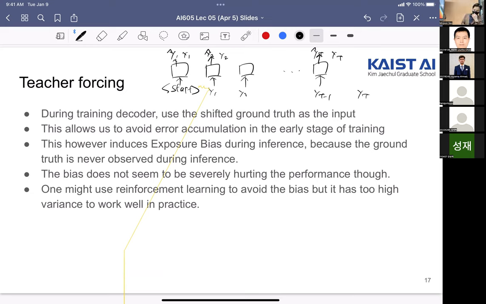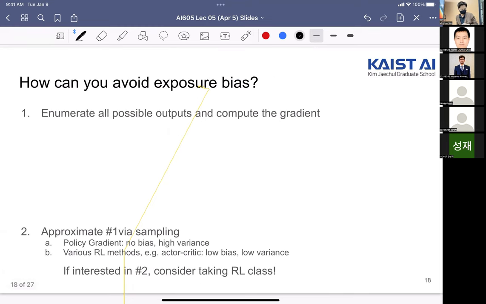So the good thing is that at least the bias does not seem to be severely hurting the performance in general, but then there are still some issues when you're trying to optimize this performance to the really best possible. Then in that case, some techniques like reinforcement learning might be useful.